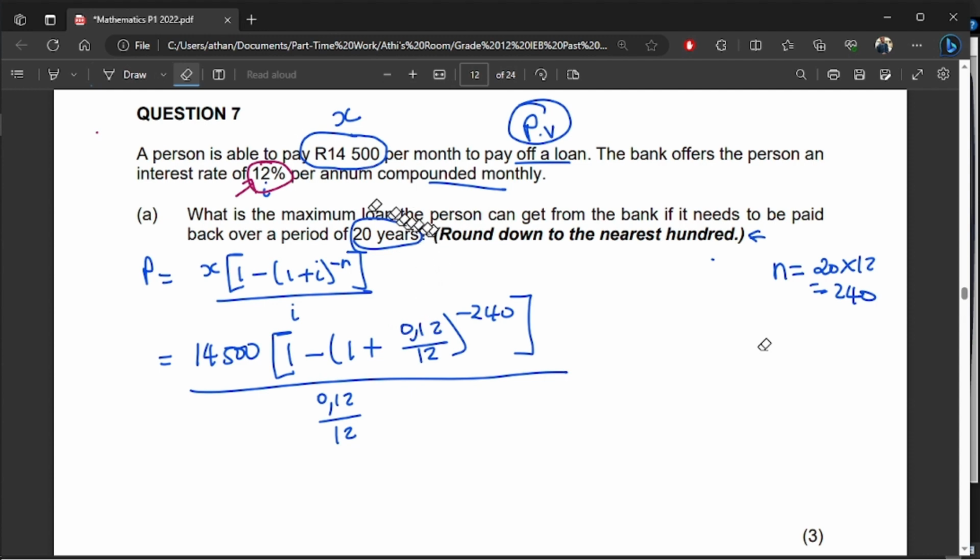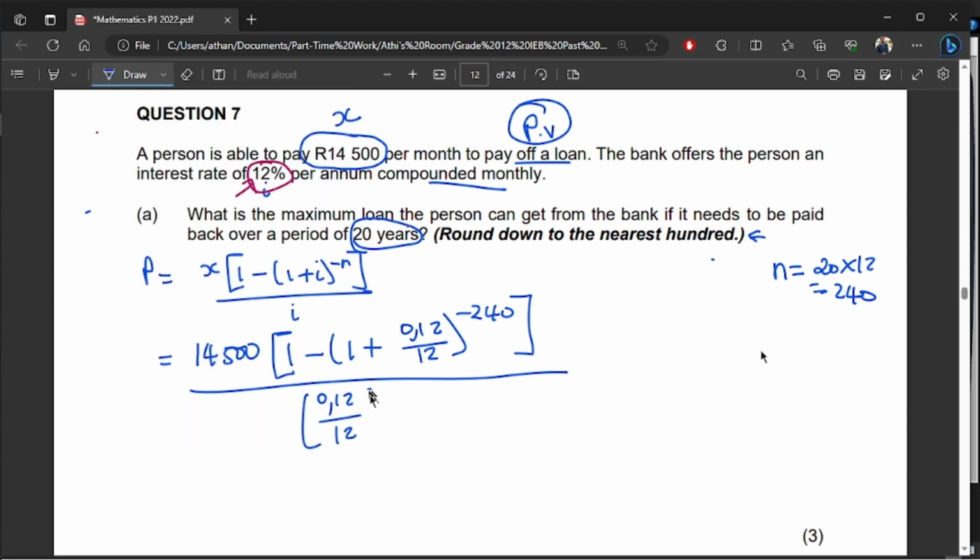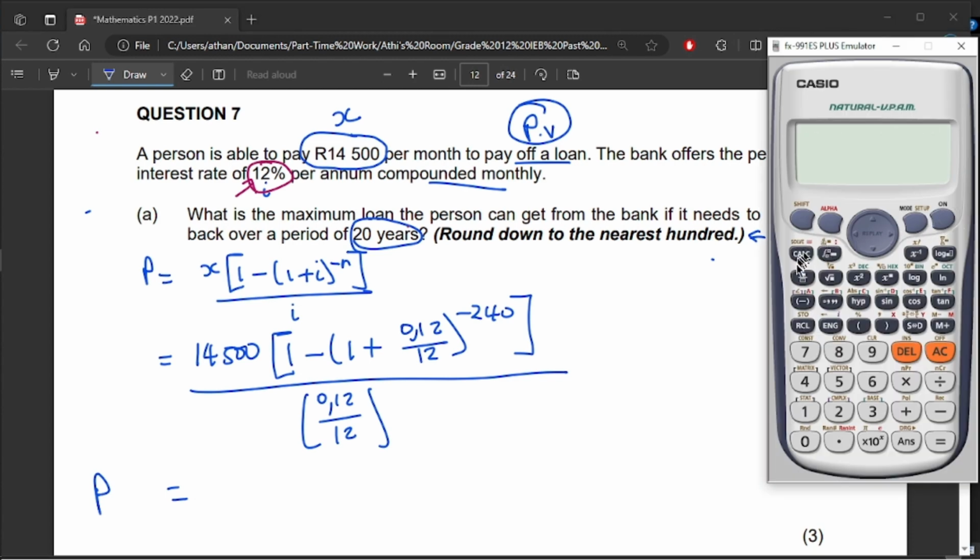So far so good. Okay, and then what I'm gonna do now is put that in a calculator, and then let's get the loan amount, which will be the value of P. So if I go straight to calculator, that is 14,500 bracket 1 minus bracket 1 plus 0.12 divided by 12 close bracket to the power of minus 240, close my bracket, go down, it's 0.12 all divided by 12. So this is the amount of the loan.